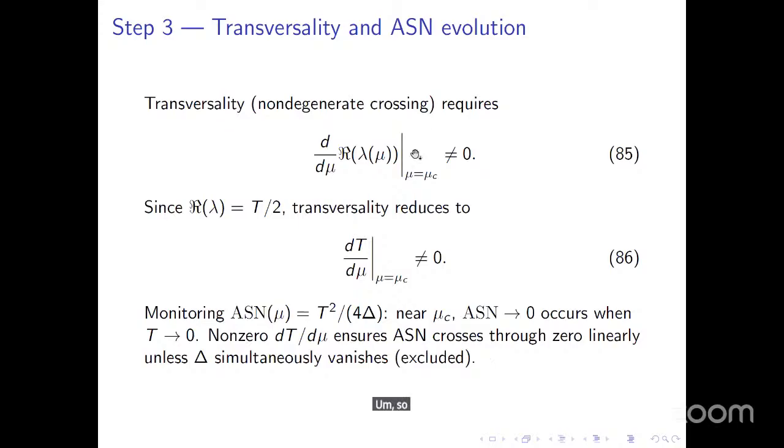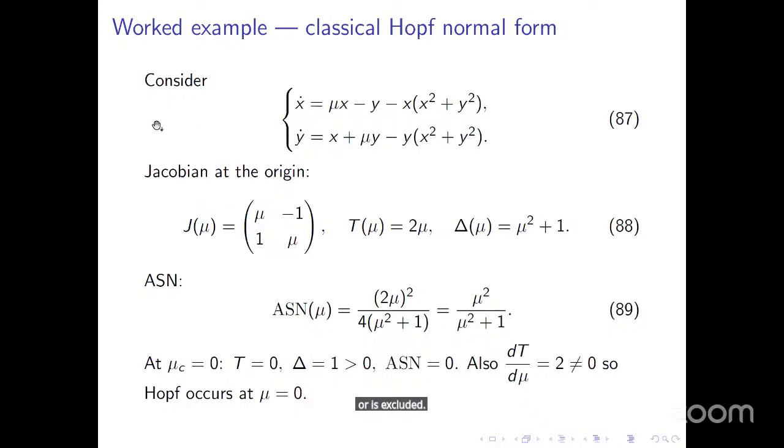The other case also is that we have the monitoring orthogonal strength number, which is given by this. Near mu of c, it approaches 0, occurs when t approaches 0. Non-zero dt over dmu ensures that the orthogonal strength number crosses through 0 linearly, unless the determinant simultaneously vanishes or is excluded. So let's consider this worked example.